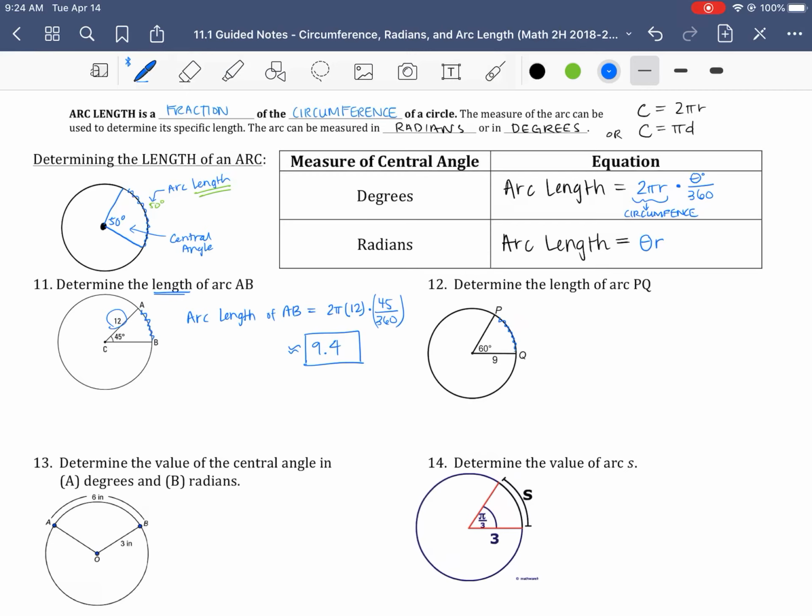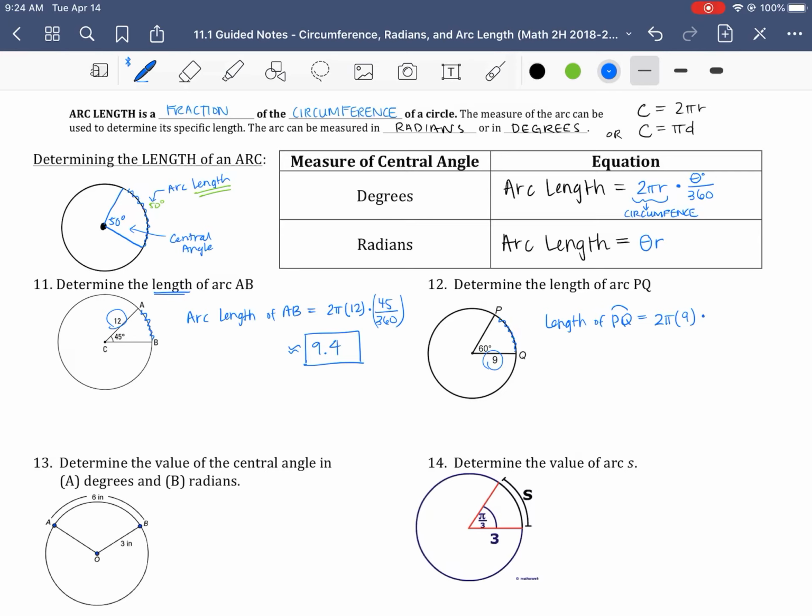Notice that this one over here, we're finding the length of PQ. So we're finding the length of arc PQ. Oh, that's a Q. So we just say, okay, the circumference would be 2 pi r. My radius in this one, it looks like, is 9.